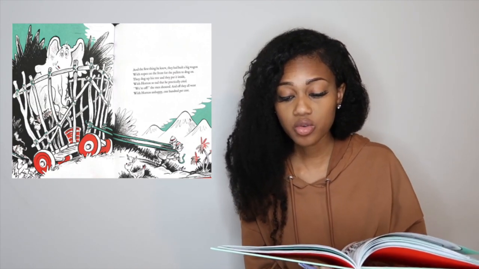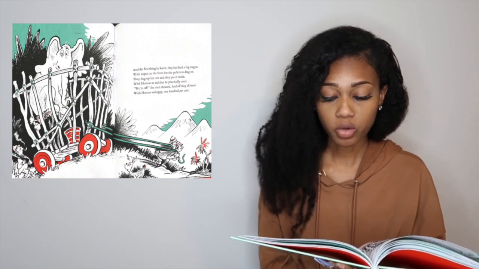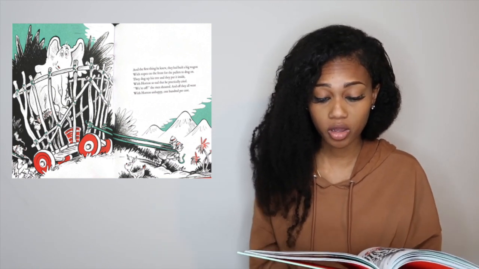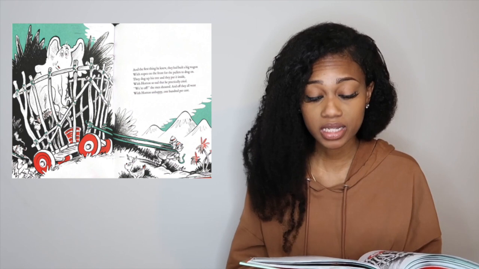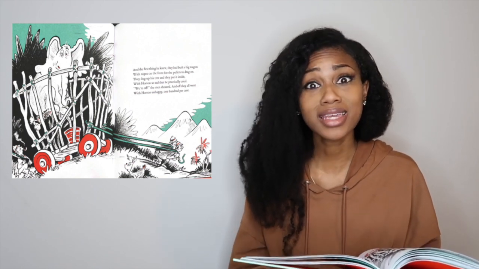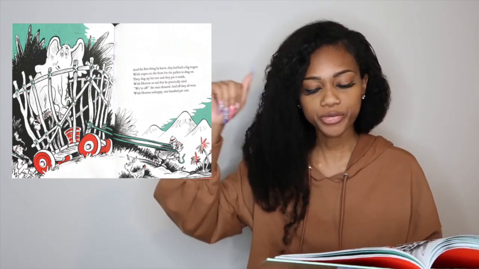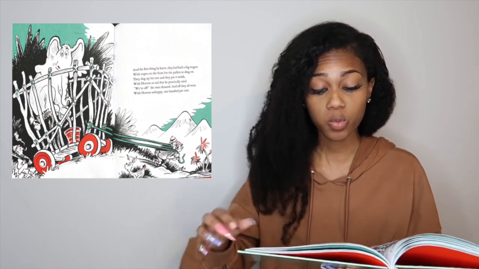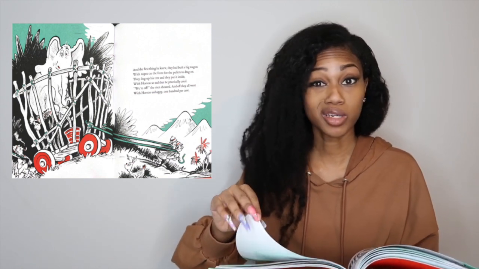And the first thing he knew, they had built a big wagon with ropes on the front for the pullers to drag on. They dug up his tree and they put it inside, with Horton so sad that he practically cried. "We're off," the men shouted, and off they all went, with Horton unhappy, 100%.